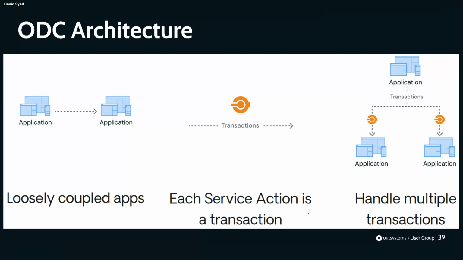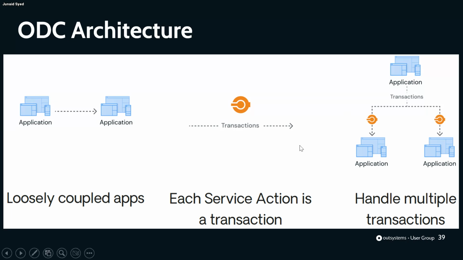The ODC architecture, as we all know, encourages the loosely coupled concept of applications, which obviously means that service actions are involved, and when service actions are involved, the transactions become distributed. So although it looks very nice to have loosely coupled applications and independent life cycles and all the benefits, at the same time there is an overhead of distributed transactions as well.